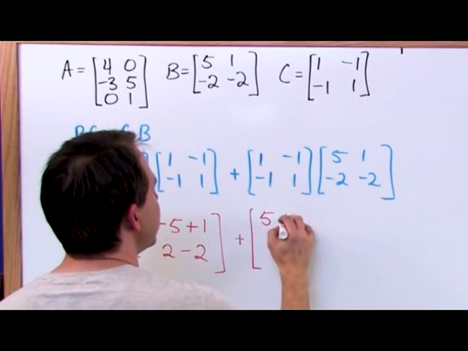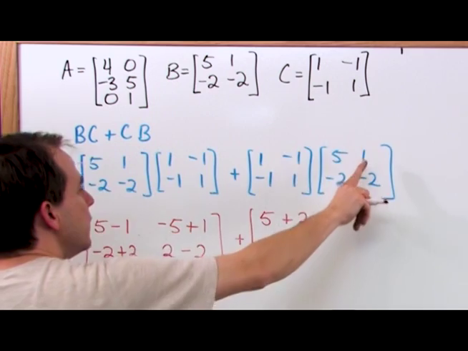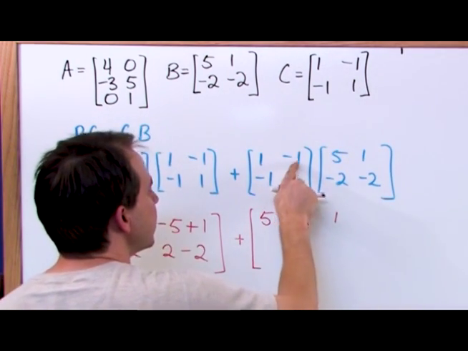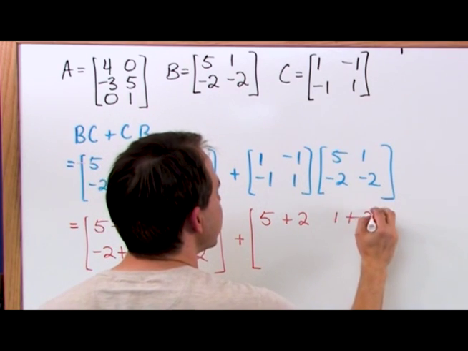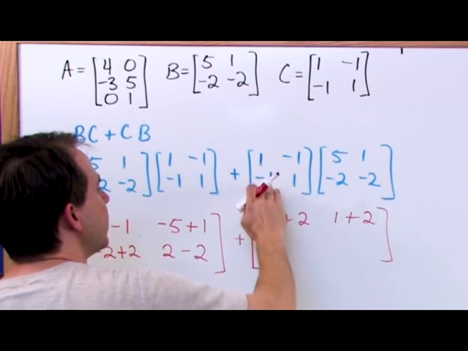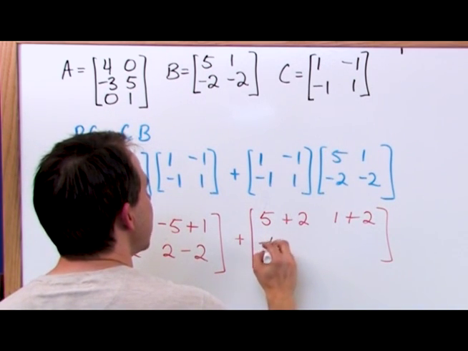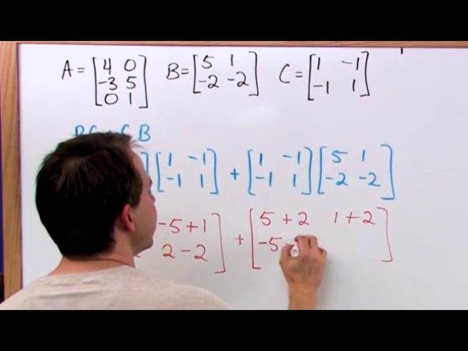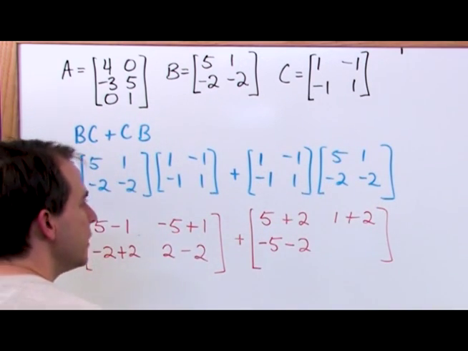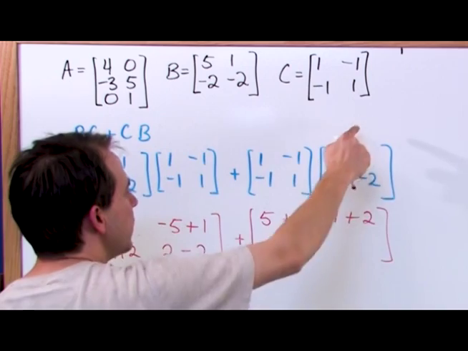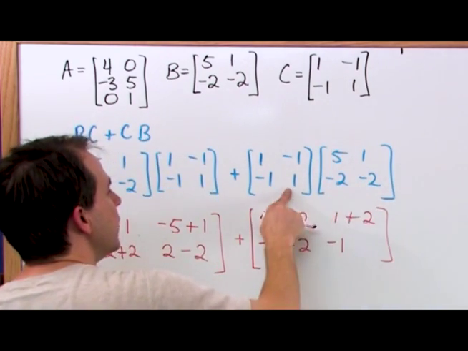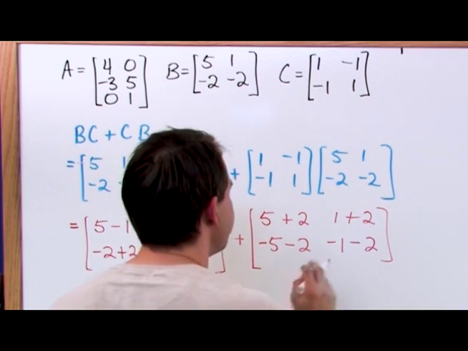Negative 1 times negative 2 gives me plus 2. Over and down. Let's go to the next column. Over and down. 1 times 1 gives me 1. Plus negative 1 times negative 2 gives me positive 2. Okay? Moving to the next row, going over and down. Negative 1 times 5 gives me negative 5 minus 2, because down like this. 1 times negative 2 gives me my negative 2. Now we're going to move to the final. Over and down. Negative 1 times 1 gives me negative 1. Over and down. 1 times negative 2 gives me my negative 2.